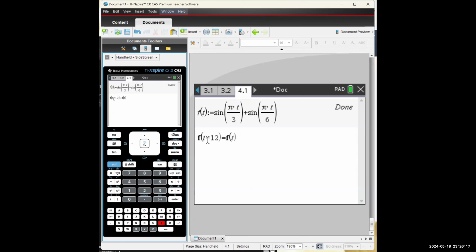How do you verify the period? Say your period is 12. You could use f of t minus 12 or t plus 12 equals f of t, which is true. Excellent. That means your period has to be 12, the minimum positive period.